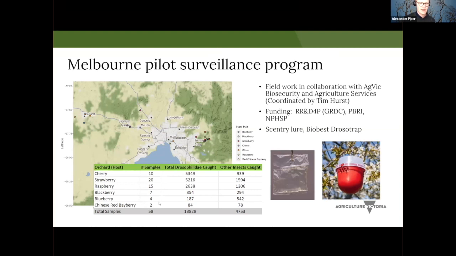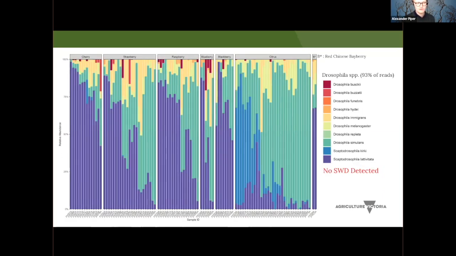And so basically about 58 samples were taken from a range of mostly pick your own berry farms around Melbourne. These were high risk sites. And we used this time this commercial Sentry lure and a BioBest Rosso trap. And again, having that propylene glycol, which I found preserves the DNA effectively. So just an overview of these results.